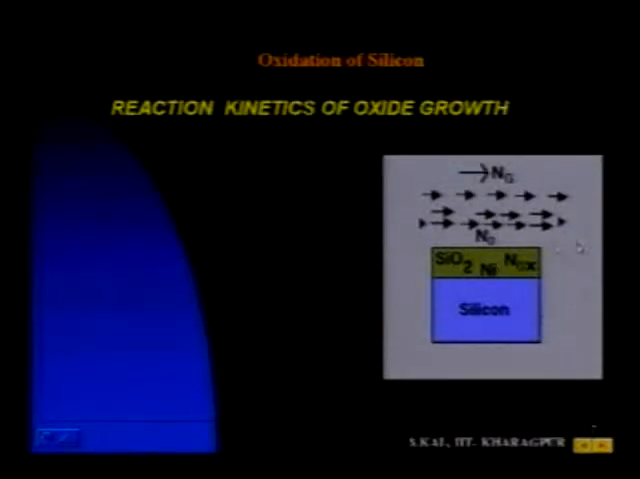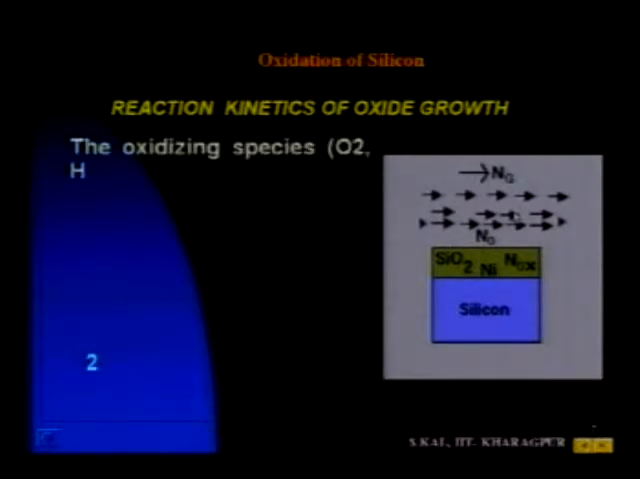In this view graph, I have shown a schematic drawing, and this schematic drawing is taken from the reactor where the reaction is taking place, that means inside the furnace. You have kept the silicon wafer inside the furnace, which is already at a very high temperature, and then oxygen molecules are introduced into that furnace in the form of gas, either oxygen or H2O molecules. They are the oxidants, and they are introduced into the tube in the form of gas.